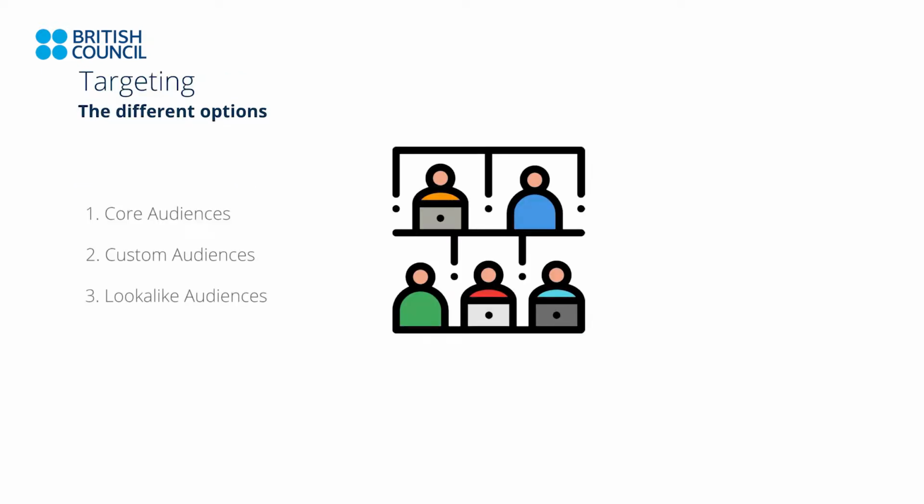Now, what are core audiences? Core audiences are the basic setting that Facebook gives to everyone. You can set your audience based on their demography and their behavior. Demography is their gender, age, location, and then their interests. Interests like job titles, their phone behavior, and their browsing behavior.